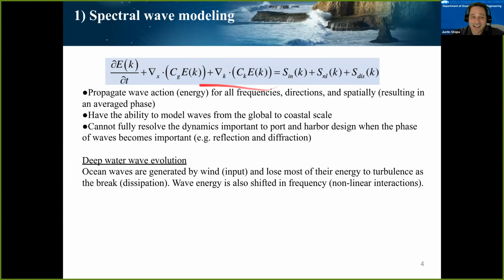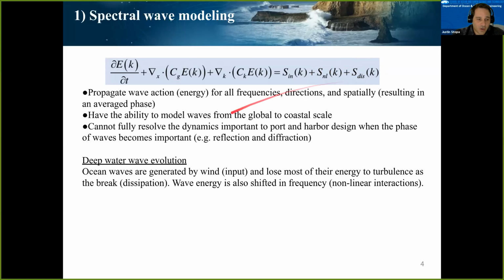So on this left-hand side of the equation, you can see that this is a conservation. This is like a total derivative, meaning that the energy is just moved around. So how do we get energy into this equation? Well, that comes from the right-hand side of the equation. And this is where I wrote the three main terms that we're going to discuss today, which is the input, in other words, the growth; how wave energy is transported in spectral space and how it moves around through the wave-wave interaction; and then finally dissipation, how waves break.